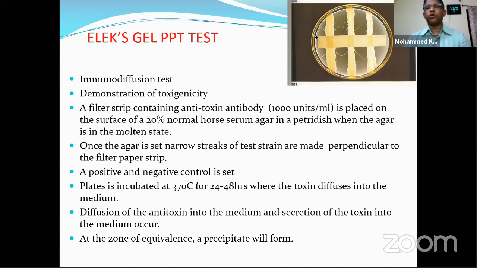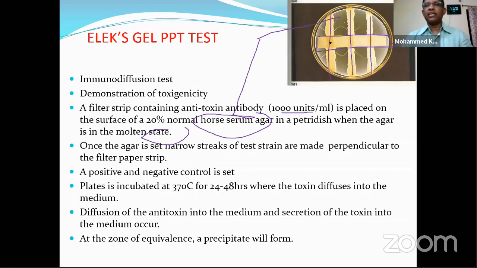This is a sterile filter paper disc which is impregnated with antitoxin, 1000 units per ml. And this is a soft gel agar in which you have added horse serum, in a molten state. And then what did you do? You have streaked some lines over here. This is the positive control. This is a negative control which you have in your labs. And this is a strain which you have isolated from the patient.